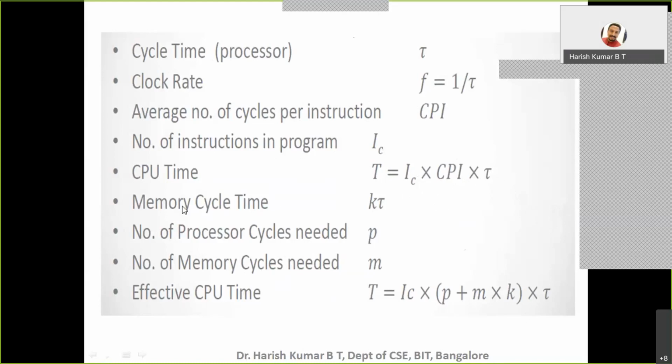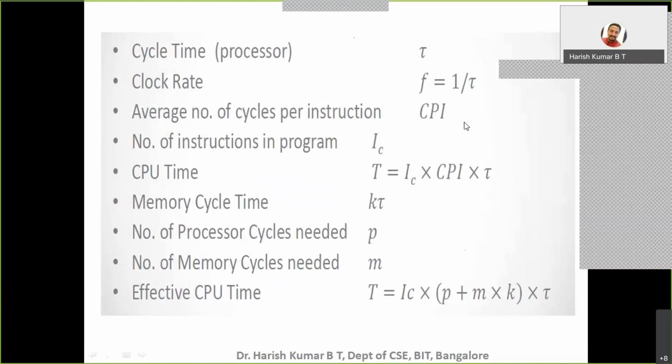Now memory cycle time. Say K is the total number of memory references. Till here, I hope all of you understood this equation: T is equal to IC into CPI into tau. Now K is the total number of memory references, and tau is the time taken for one memory cycle. If you multiply these two, you get the total number of cycles required to access memory. And P, let me assume, denotes the processor cycle, and the number of cycles needed as M.